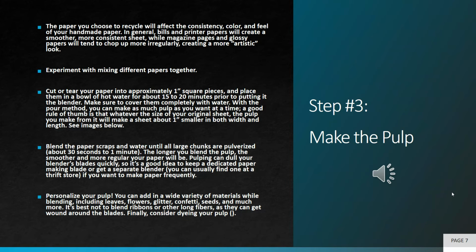And then when you get to the blending process, you're going to blend this for about 30 seconds to a minute. The longer you blend it, the pulp will be smoother and more regular for your paper.